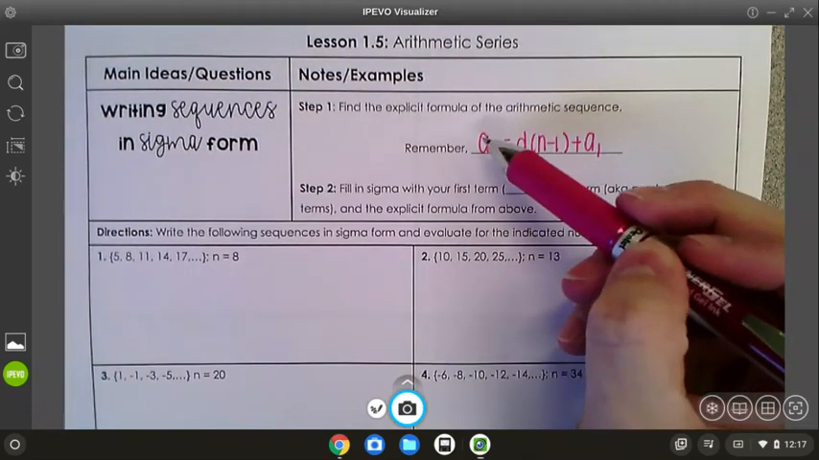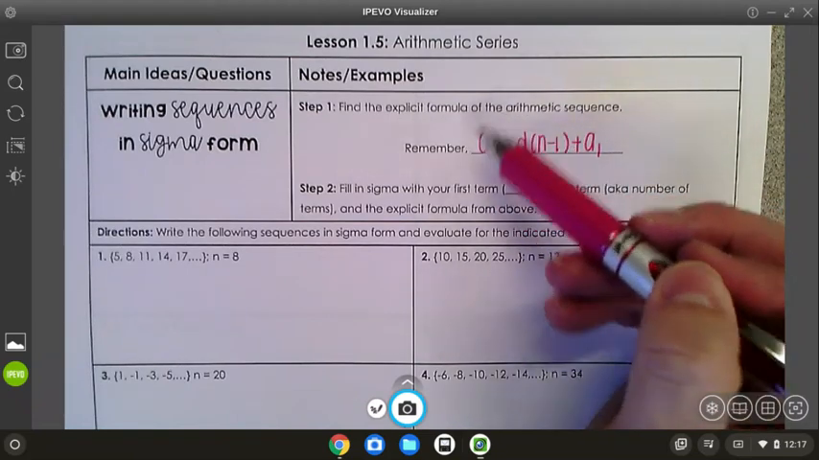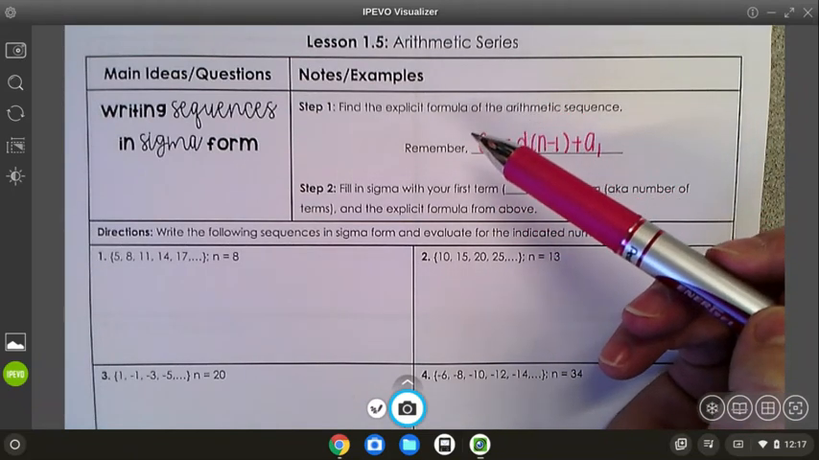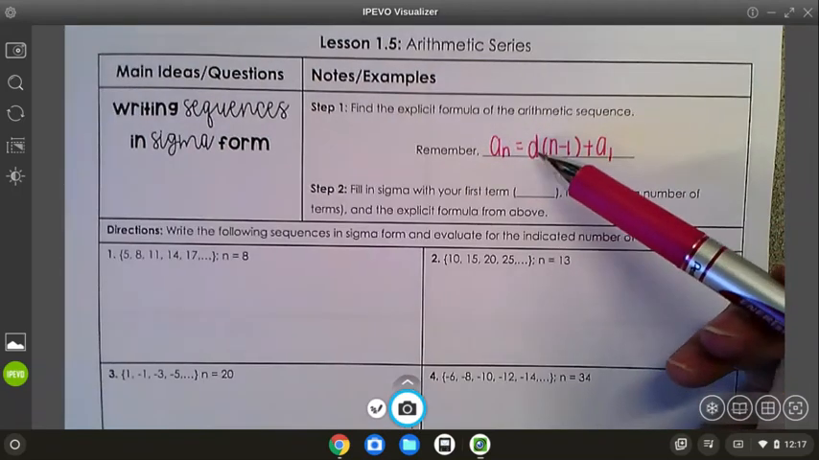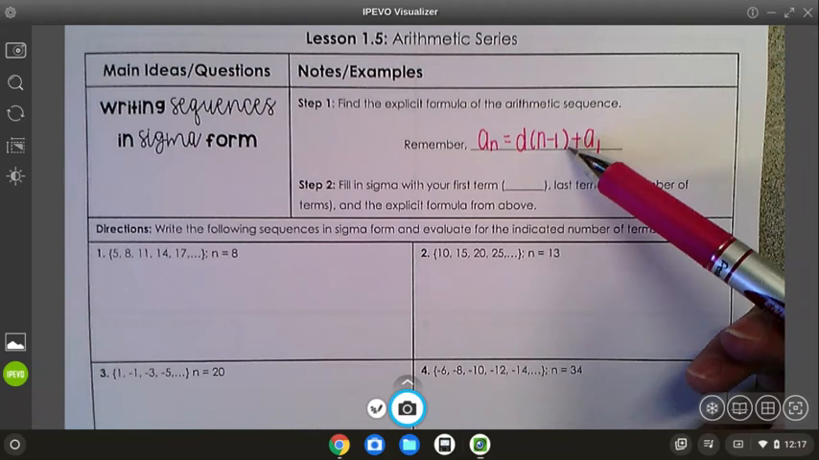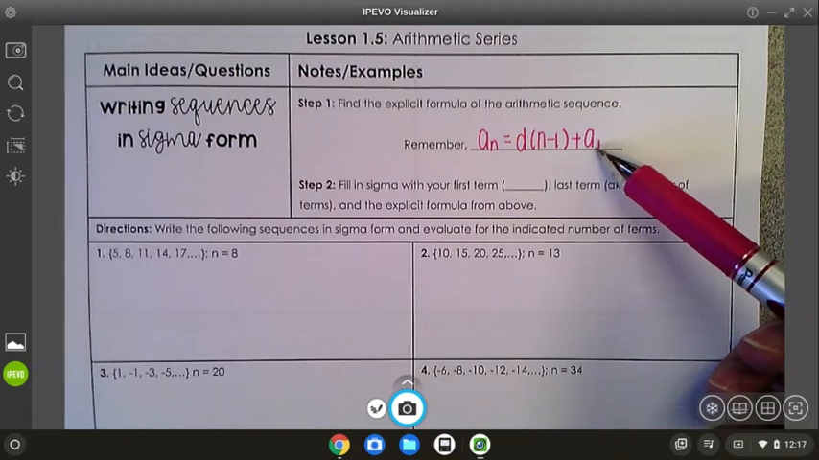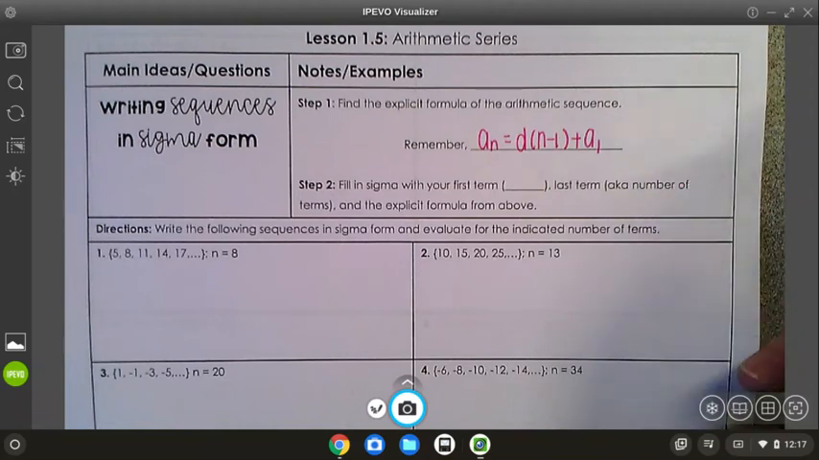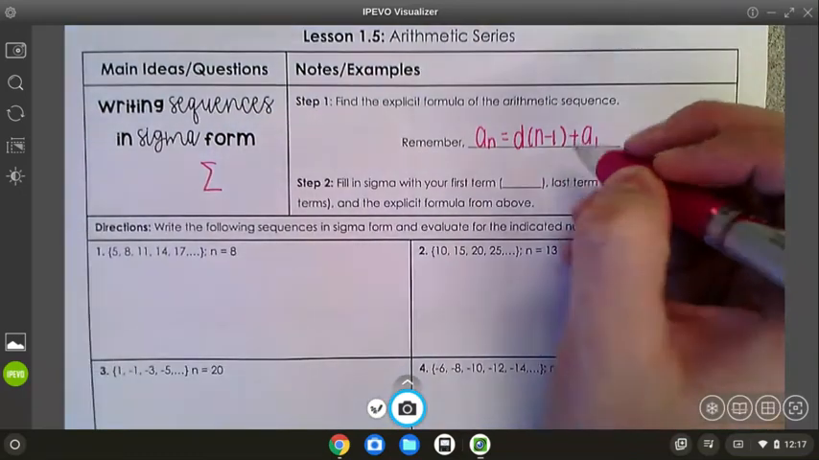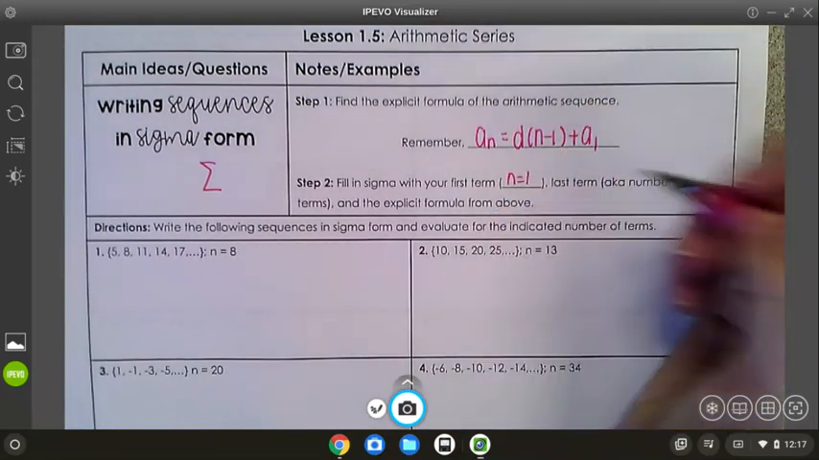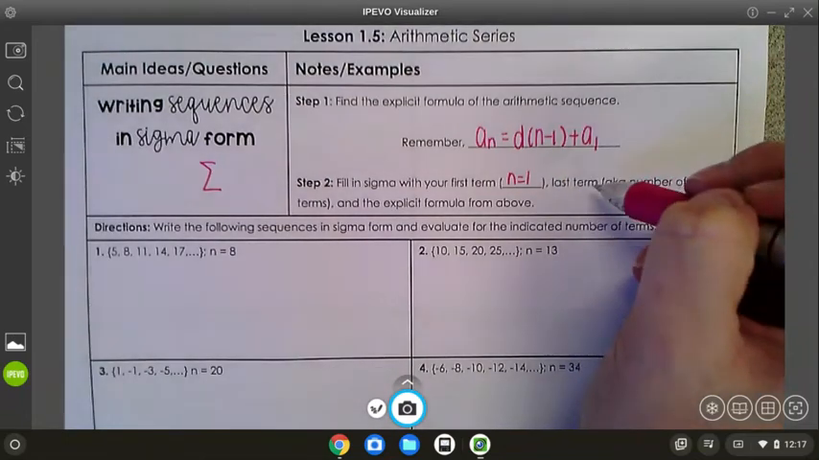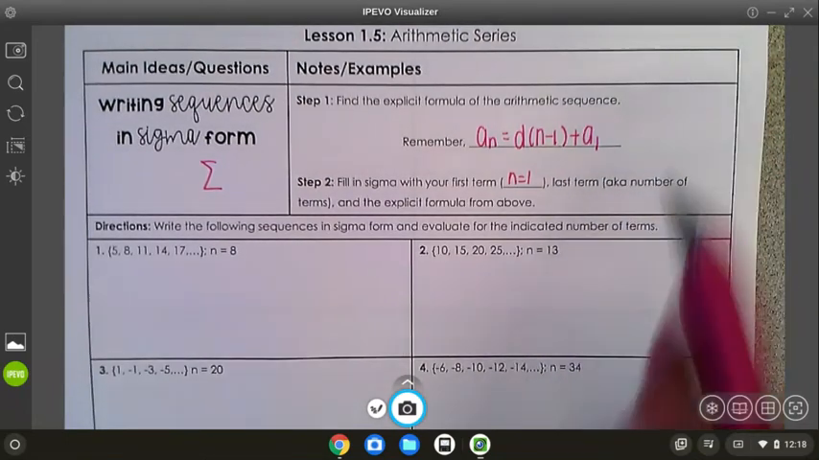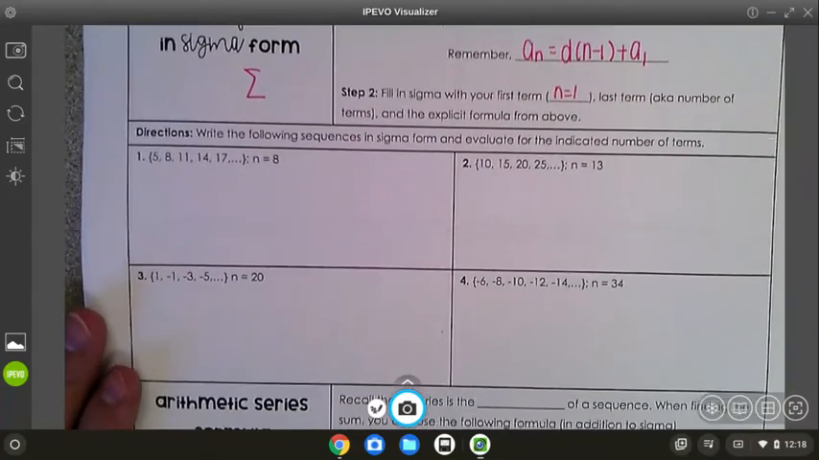So a n, that's talking about one specific term, not all of them together, one specific term. We have the common difference times n minus 1 plus a1. And so we're going to use this formula in sigma. And then remember in that sigma, we had n equals 1 at the bottom, and then at the top, however many terms we're adding together.